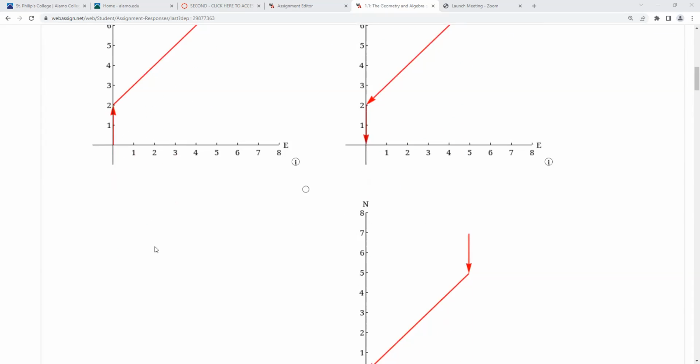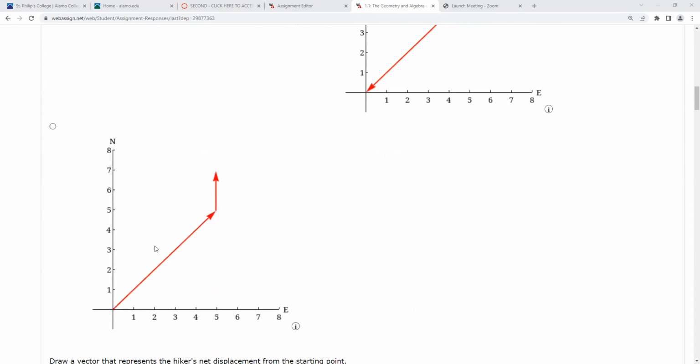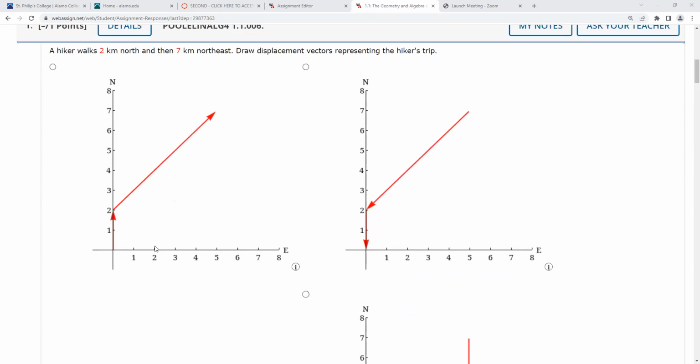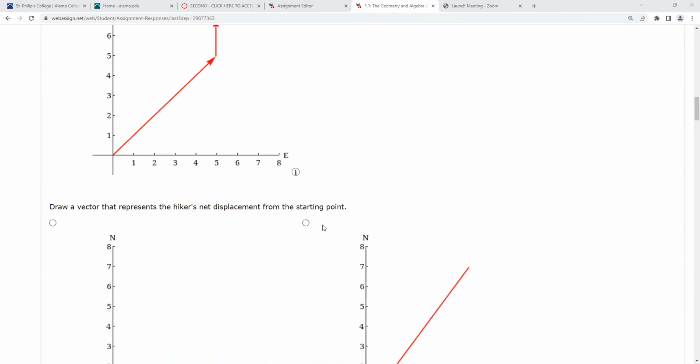So which one is going to be? You have 4 options. Which one are you going to choose? Like you're going to walk north, then you're going to walk northeast. So this is the option. So you're just going to choose this one. Don't think it's going to be hard on WebAssign.